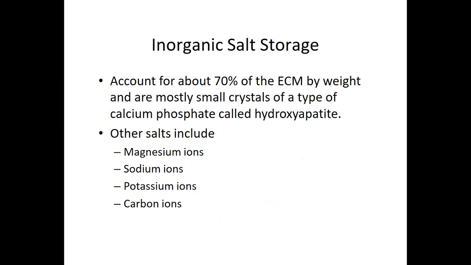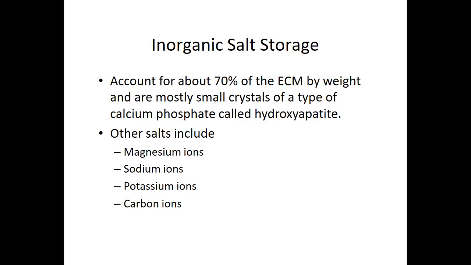Remember that bones, again, are a place of storage of inorganic salts. This accounts for approximately 70% of the extracellular matrix by weight. So, of the extracellular matrix found in your bones, roughly 70% of that is made up of these inorganic salts that are hardening or ossifying or calcifying your bones. These are mostly small crystals that are made up of calcium phosphate. So this is a calcium salt. And this particular calcium salt is called hydroxyapatite.